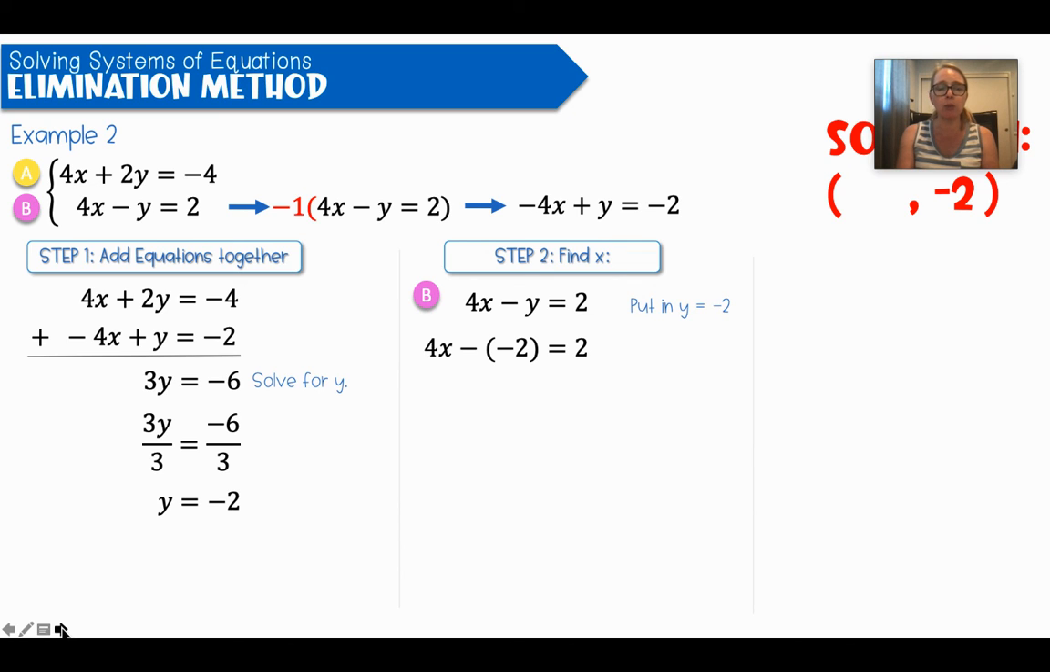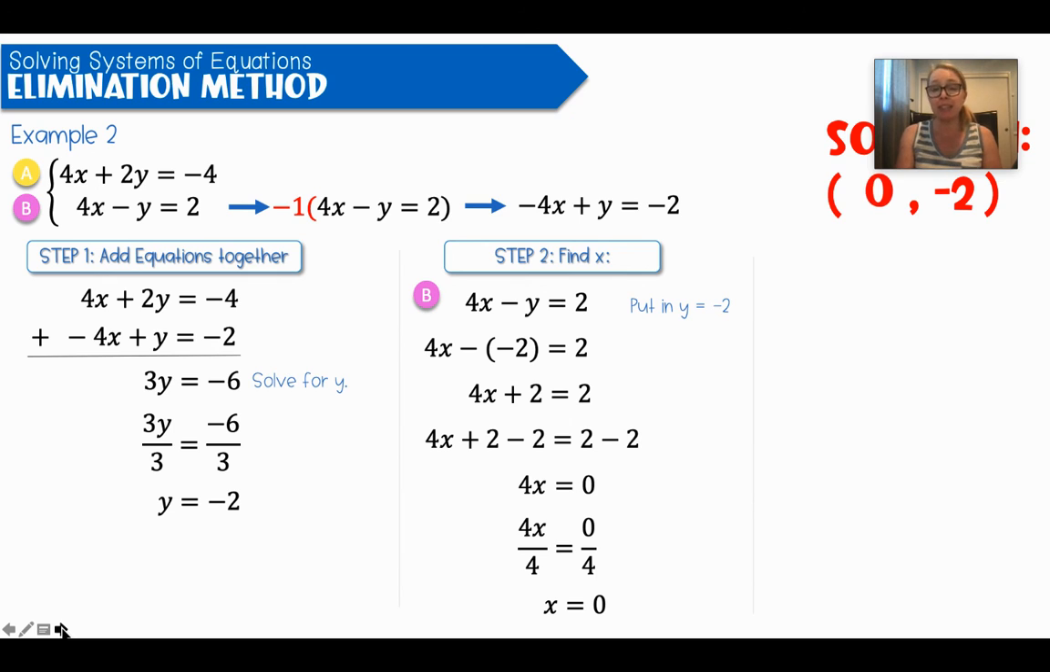So I chose equation B, which means I notice how I have that subtraction, and when I'm plugging in -2, it becomes 4x minus -2 equals 2. So let's change that minus -2 to plus, and then we're going to subtract 2 from both sides. 4x equals 0. You might notice something happening here. When we divide by 4, this does equal 0. So 0 is okay to get for one of your variables. 0, -2 is our solution.